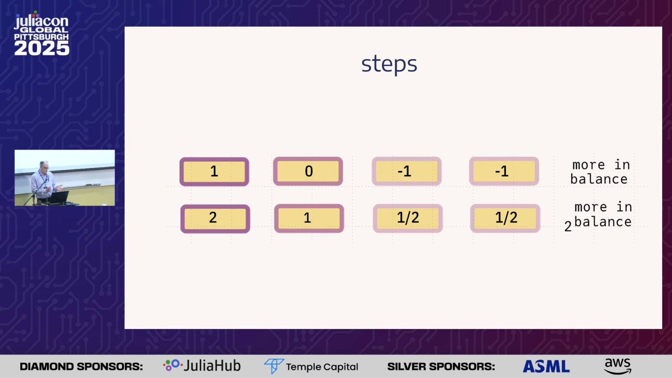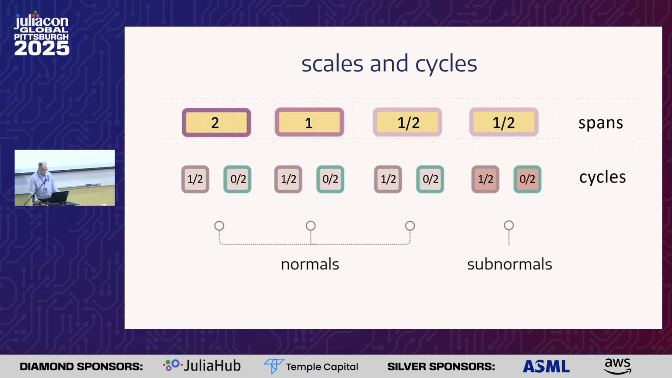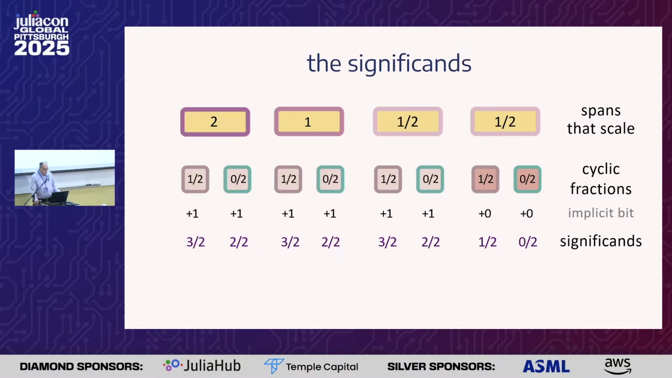The bias brings things more into balance, and exponents are computed by taking 2 to the number that is the exponent. The cycles are the fractional bits, and here you see them broken into subnormals and normals. The subnormals, you get no implicit bit added to them. The normals get a 1 added to them. And you see on the bottom row the significand values that result.